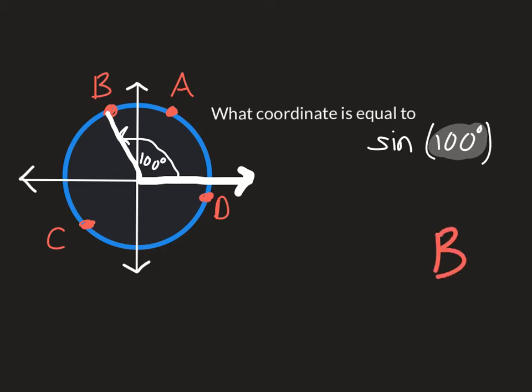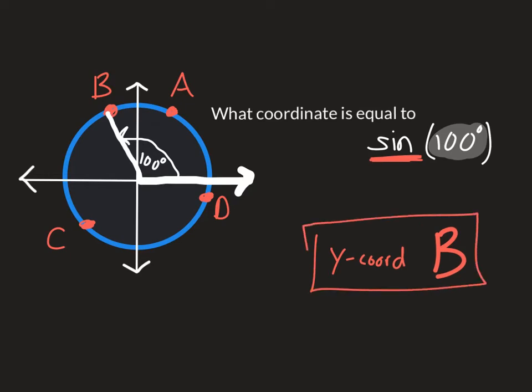Okay, so I know that it has something to do with B. Now, the next question is, is it the x coordinate of point B, or is it the y coordinate of point B? When I look at what it's asking for, the sine, and you may just go from memorization from that last slide, does the sine correspond to my x coordinate or my y coordinate? The sine is my y coordinate. So this corresponds to the y coordinate of point B.